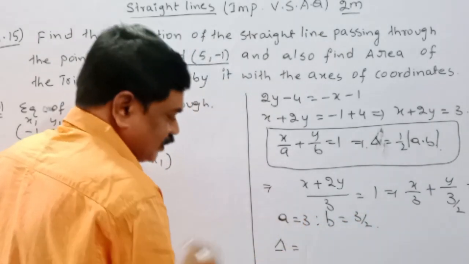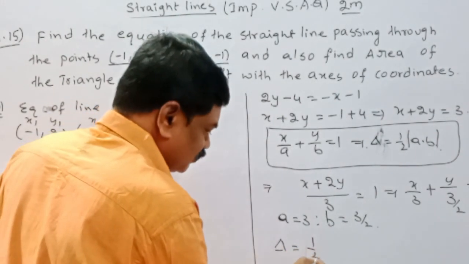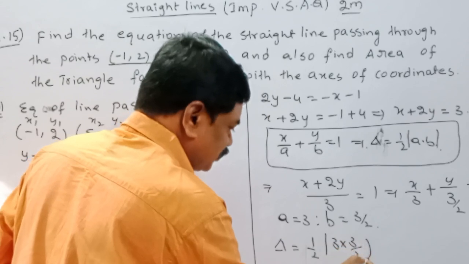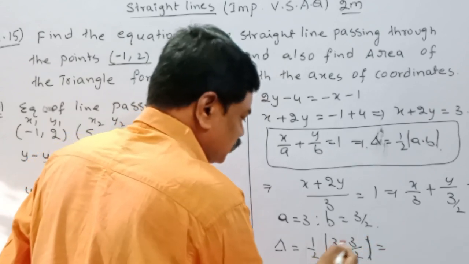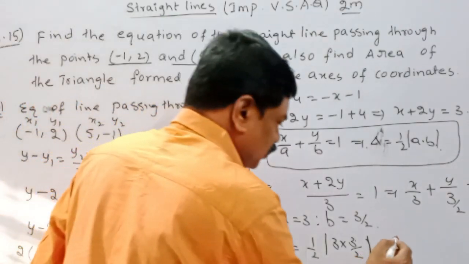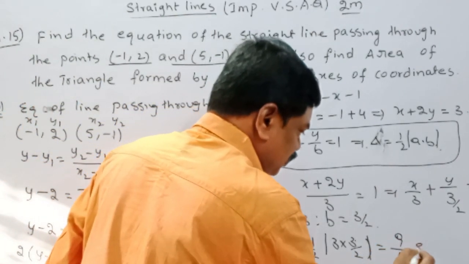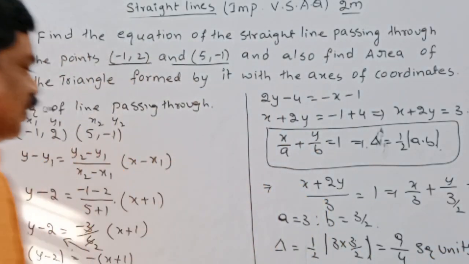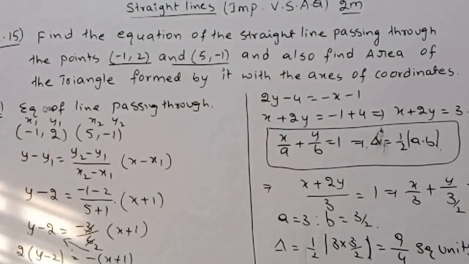Area of the triangle delta is equal to 1 by 2 into modulus of 3 into 3 by 2. This is equal to 9 by 4 square units, which is the area of the triangle. Okay, all of you. This is the area of the triangle. That's all. Thank you.